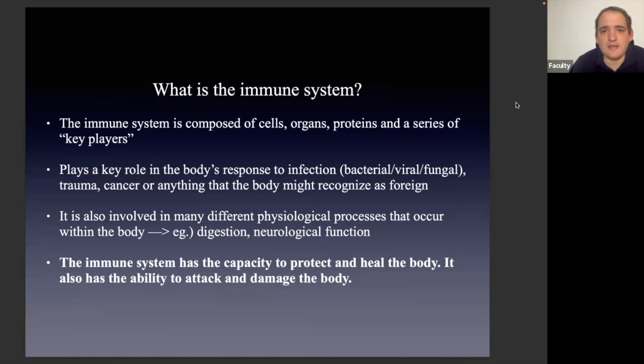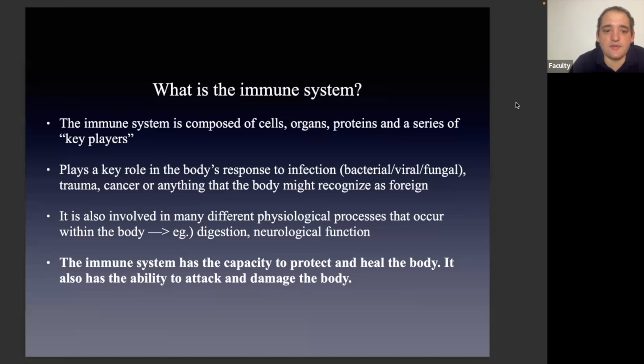It's important to note too that the immune system is involved with so many different physiological processes that we easily take for granted, such as digestion and neurological function. Different players within the immune system, different white blood cells, for example, are continuously involved in those processes. It's very common that if you have a weakened immune system, these other systems within the body are going to also pay the price for that.